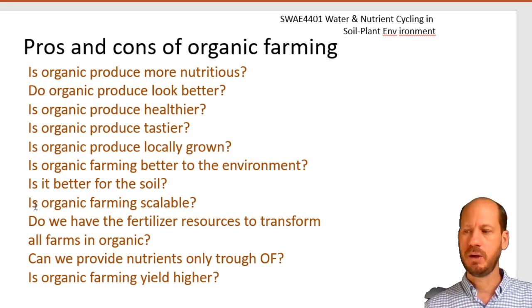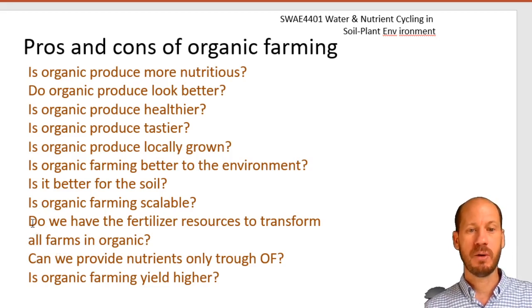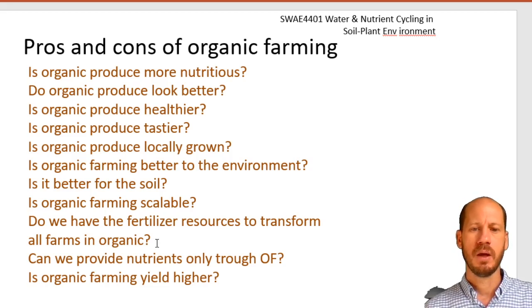But is it scalable? Can you have big areas of organic farming? This is hard to say depending on the system, but in general, organic farming is better applied to small areas than large areas. Do we have fertilizer resources to transform all the farms into organic farms? That is a big no. Therefore, we should look at the practices in organic farms, and some of them can be applied universally and some not. And we can have better sustainability of conventional farms, whereas not all the production of agricultural produce can be organic.